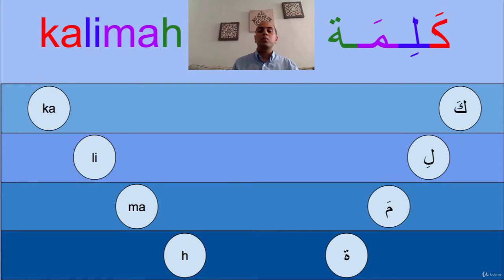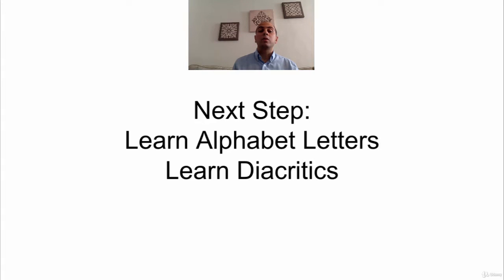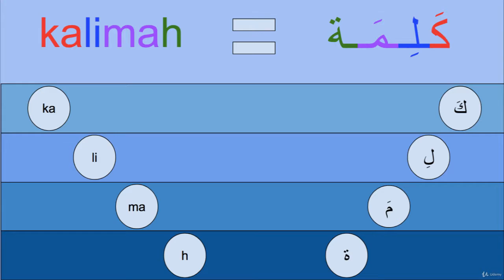And using this approach, knowing the names, shapes, sounds of the letters, and in addition to the diacritics, we'll be most accurately able to sound out any word in Arabic. So the next step is to actually learn the Arabic alphabet letters and learn the diacritics, and this is the content of the course.